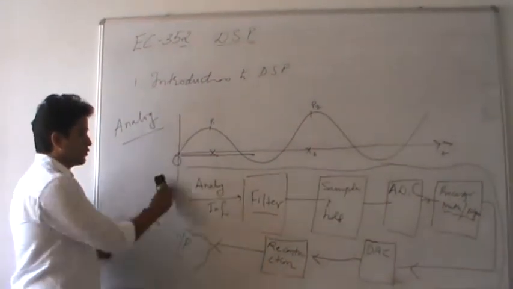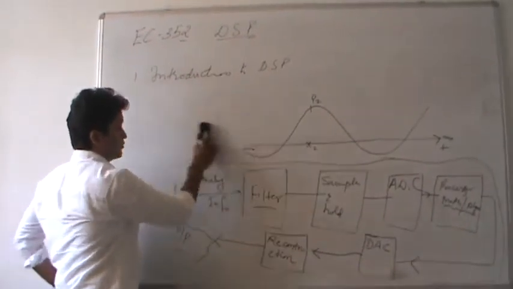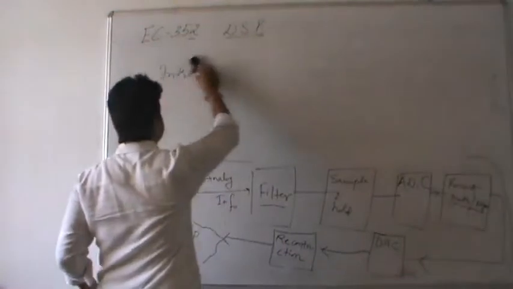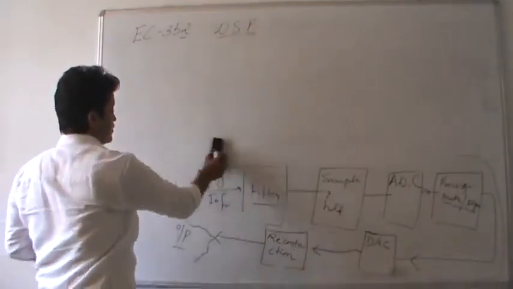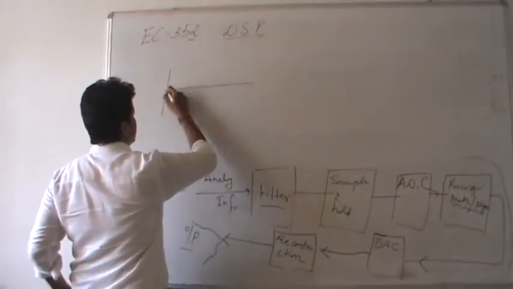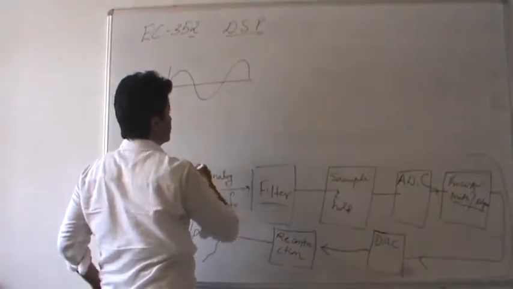So this waveform was for analog. Now I will show you a waveform for a digitized signal. You see here, suppose this was the waveform for a continuous signal.